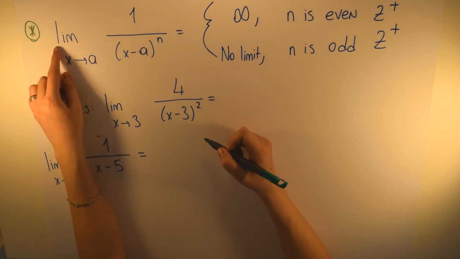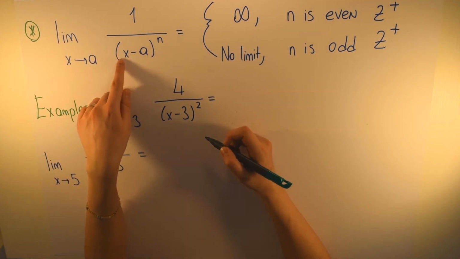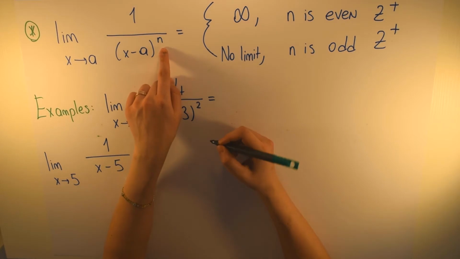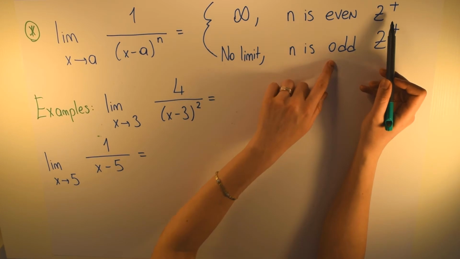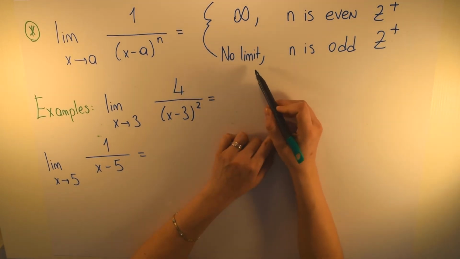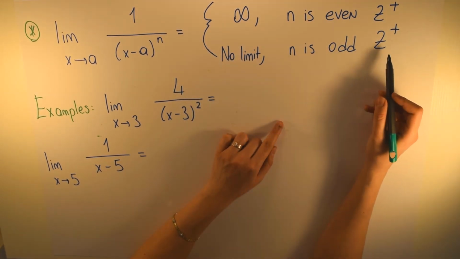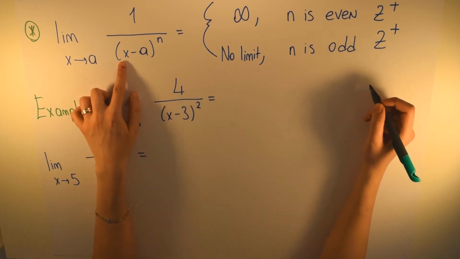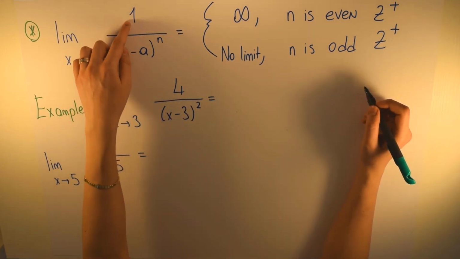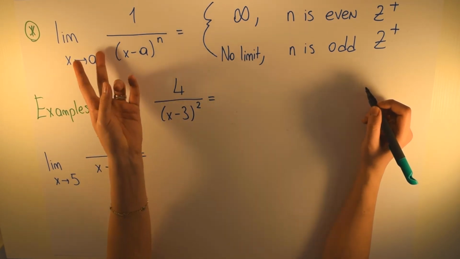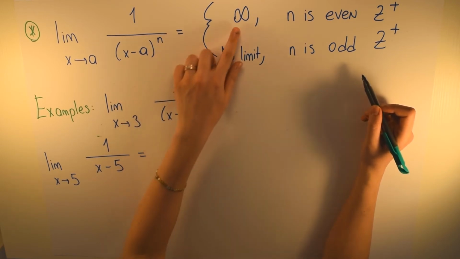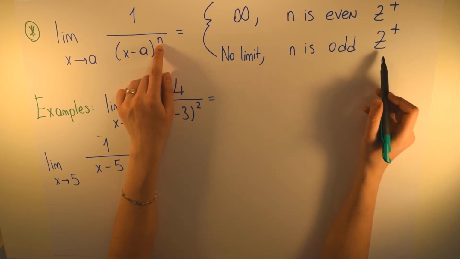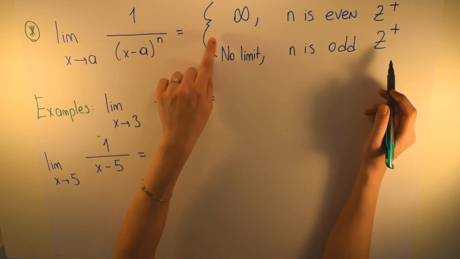For example, here we have limit as x approaches a, 1 over (x minus a) to the power of n, is equal to infinity when n is an even positive integer, and it has no limit when n is an odd positive integer. So as you can see, when you put a here instead of x, you will get 1 over 0, right? After that you will have two options. If this exponent is an even positive integer, your answer will be infinity, and if this is an odd positive integer, then your answer will be no limit.